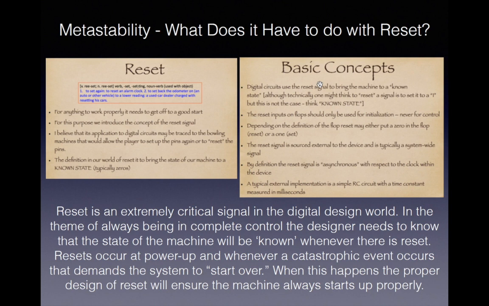What does metastability have to do with reset? This was a topic we covered at the beginning of the class. Reset is an extremely critical signal in the digital design world. In the theme of always being in complete control, the designer needs to know that the state of the machine will be known whenever there is a reset. Reset occurs at power up and whenever there's a catastrophic event that demands the system start over. When that happens, the proper design of reset ensures the machine always starts up properly.